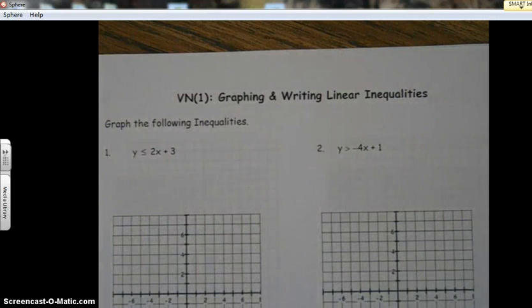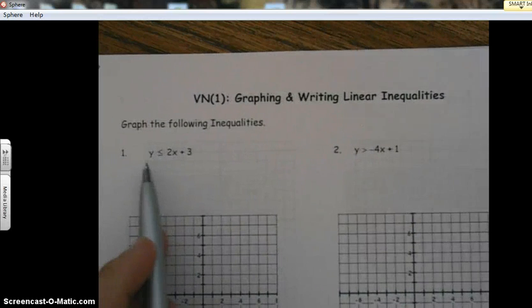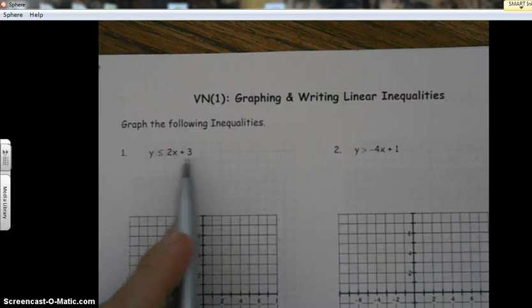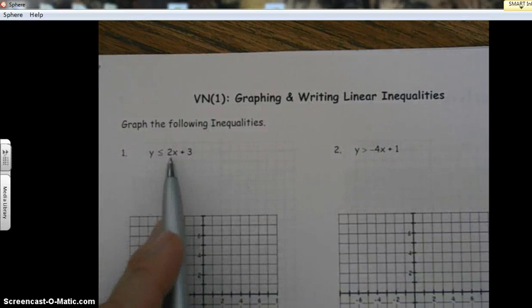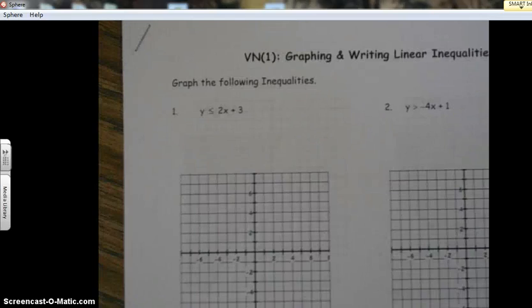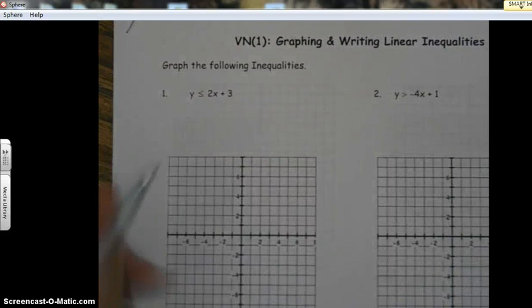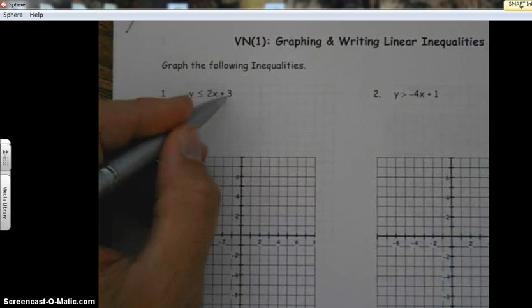Okay, graphing and writing linear inequalities. So we're going to start off by graphing this linear inequality. Notice it's set up in a nice graphing format. It's set up in slope-intercept form. So graphing in slope-intercept form, we start off and we put a point at the y-intercept of 0, 3.